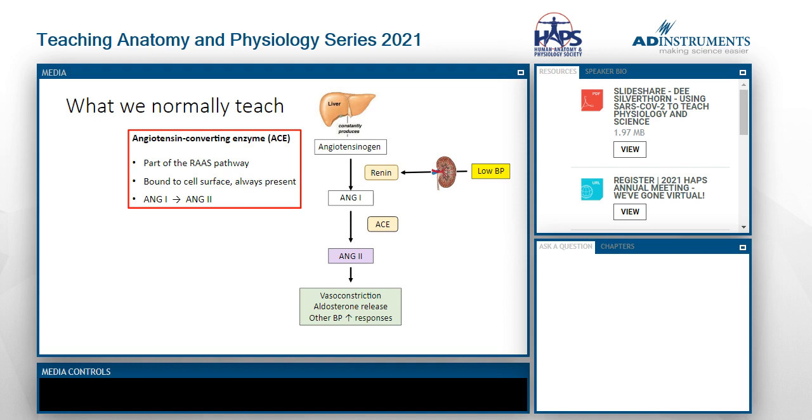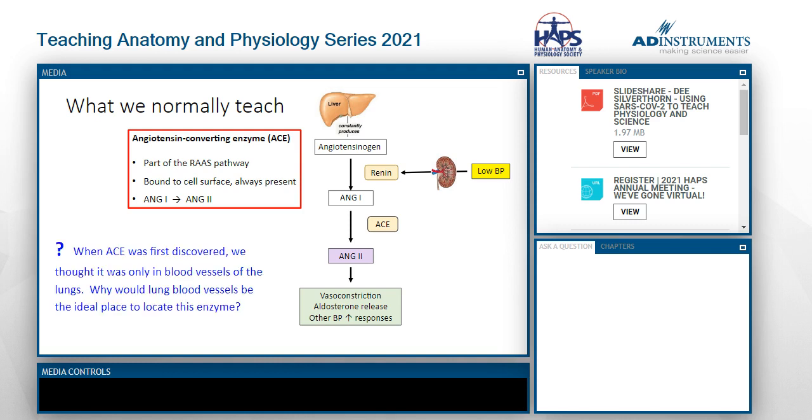And ACE converts angiotensin 1 to the active peptide angiotensin 2. And it is angiotensin 2 that has multiple targets and multiple responses, all of which are ultimately aimed at raising blood pressure, the opposite of the trigger that released renin. So vasoconstriction is important, action at the cardiovascular control center, and also aldosterone release. So this is where we normally teach ACE.